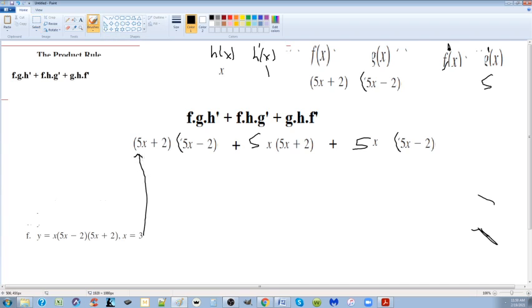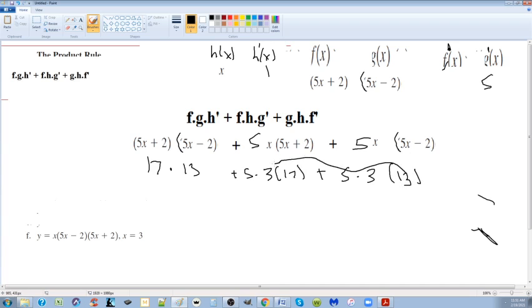So when x is 3 here, you get 15 plus 2, times when f is 3 here, you get 15 minus 2, 13. Plus 5 times x, 3. 5 times x, 15 plus 2, 17. Plus 5 times x, what was x? 3. And what's 5 times x? 15 minus 2, 13. Notice a lot of the numbers are similar in different spots.